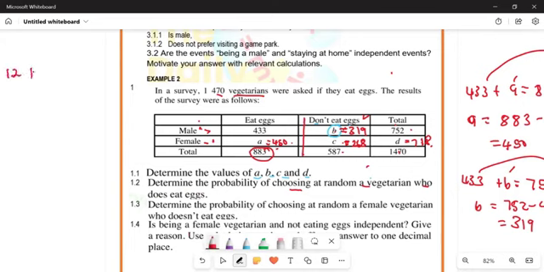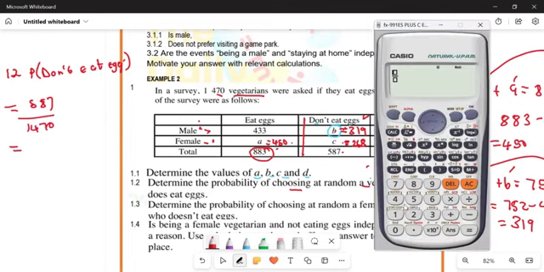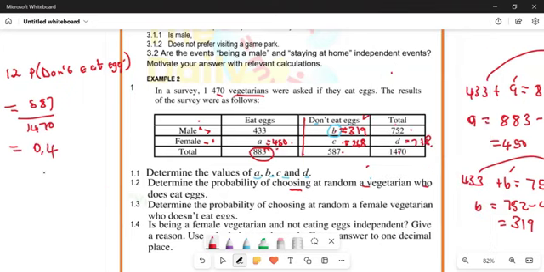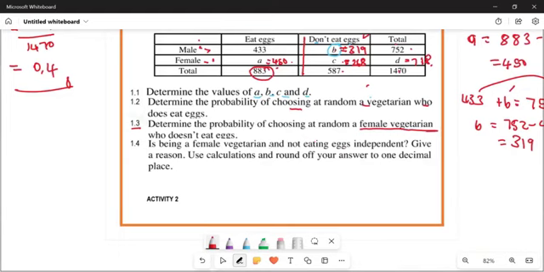So we have 1.2, the probability of do not eat eggs. Okay. How many of those people do we have? We have 587 all over 1470. And then if you can type this in your calculator, you'll get an answer. 0.4 like this.